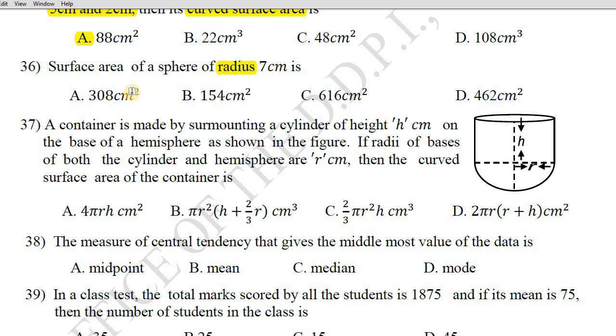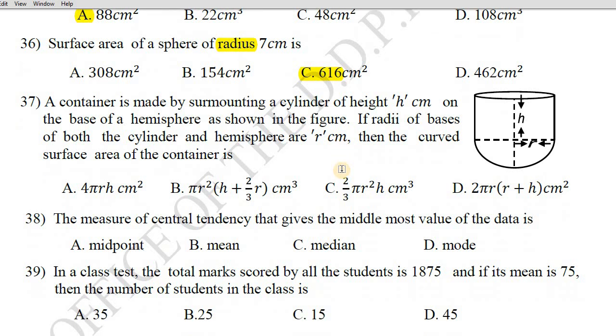So we need to find the area of the sphere. Whenever they simply mention surface area, children, in that case you want to find the total surface area only. So here we want to use the formula of TSA of a sphere. TSA of a sphere is 4 pi r square. Substitute the r value as 7. So it gives the answer option C, that is 616 centimeter square.